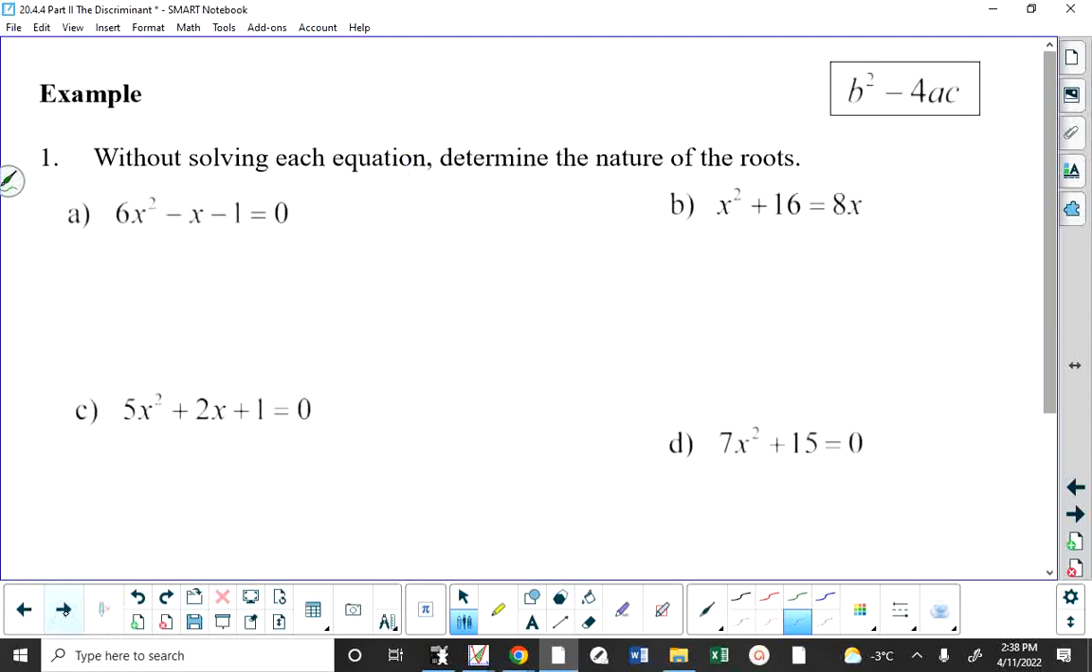Okay, so I'm going to give everybody about 2 minutes here. You're going to write 0, 1, or 2 for the number of solutions for each of these 4. With question B, you have to do just a moderate amount of work by zeroing the equation first. And with question D, there is no b, but there's always a b, so we can write b equals 0.